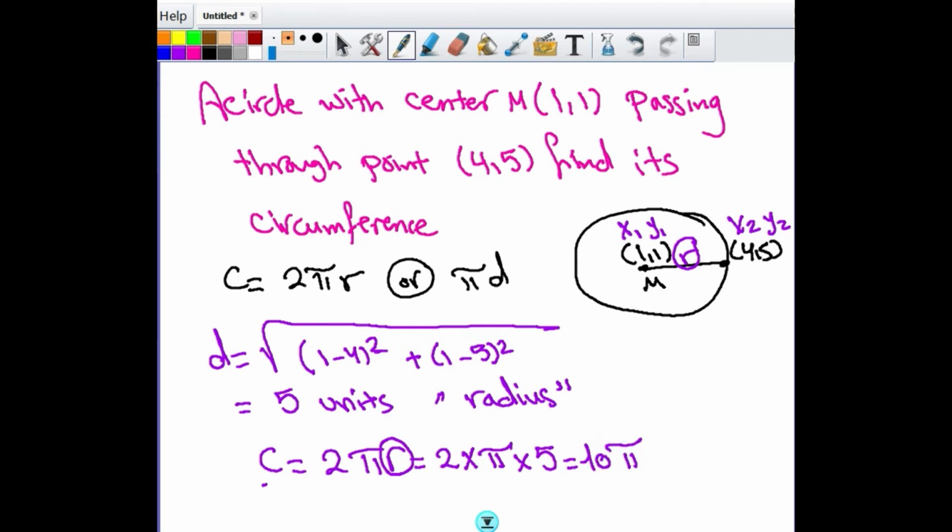10 pi is the circumference. What is the unit of the circumference? It would be also units, but the area it will be 10 square units. 10 units. Why units? As we have here more than one. So to find the distance here, the distance represents the length of the radius.